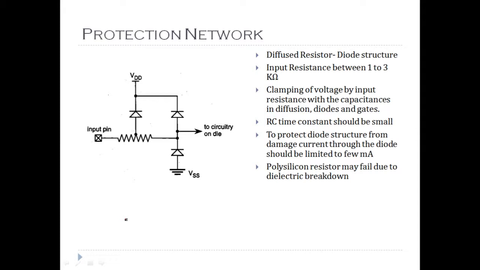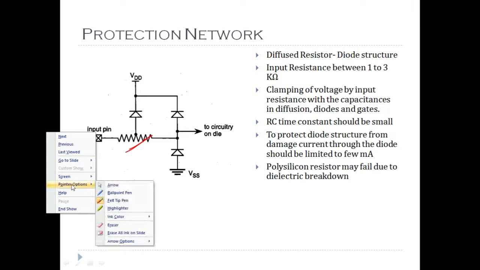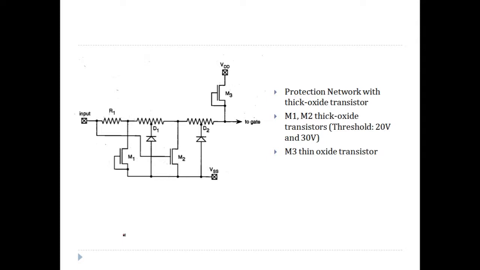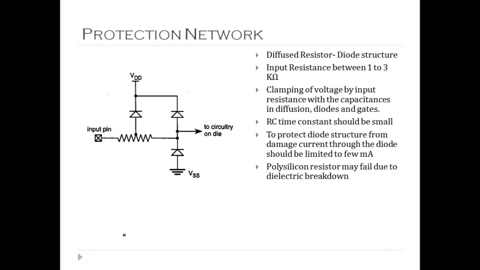Even the polysilicon resistor which is here can also fail due to electrostatic breakdown. So basically it's a polysilicon, and a large voltage can cause catastrophic breakdown of this polysilicon. So to avoid this, or as a remedy to the problem of this polysilicon breakdown and the limitation of current, this arrangement is used in the circuit.